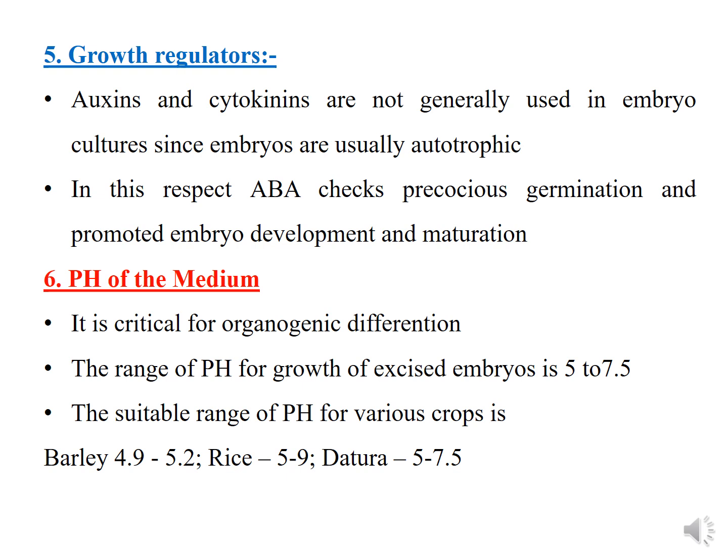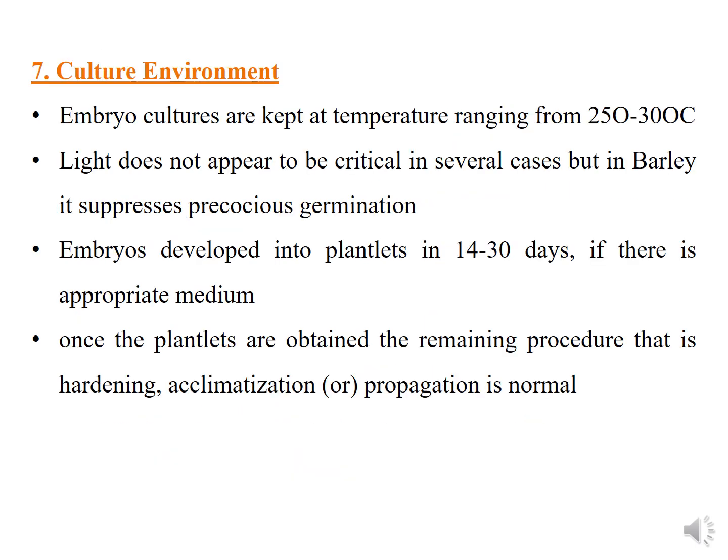And the pH of the medium: in general, pH, already I told, is 5 to 7.5, and this pH of the medium will vary according to the different crop we are using. Like in case of barley, if you see, 4.9 to 5.2, rice 5 to 9, and datura 5 to 7.5. These pH conditions are standardized based on researchers who did experiments with these crops.